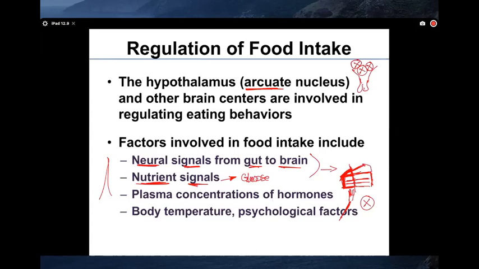If you are trying to lose weight, for example, just stay away, exactly. All right.